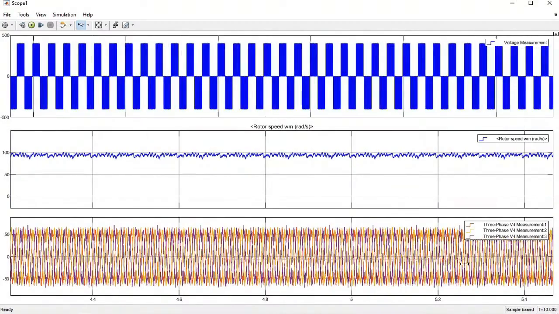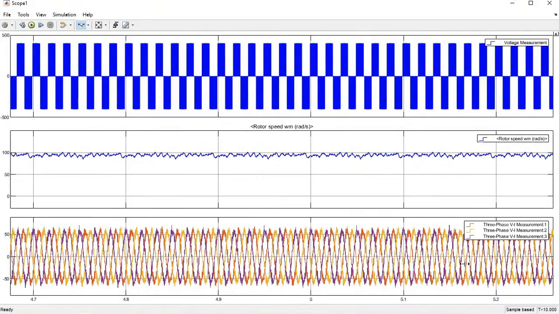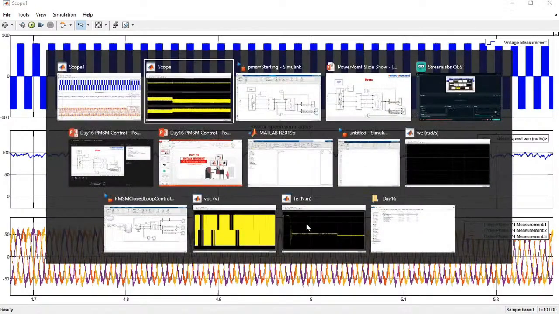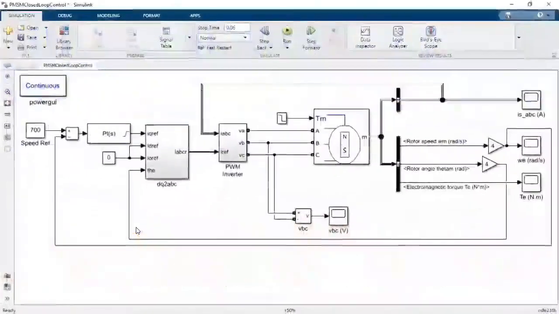So these are sine functions. Due to this behavior, harmonics are comparatively less than in the BLDC motor, right? Similarly, let us take a PMSM motor with one more closed loop control mechanism.